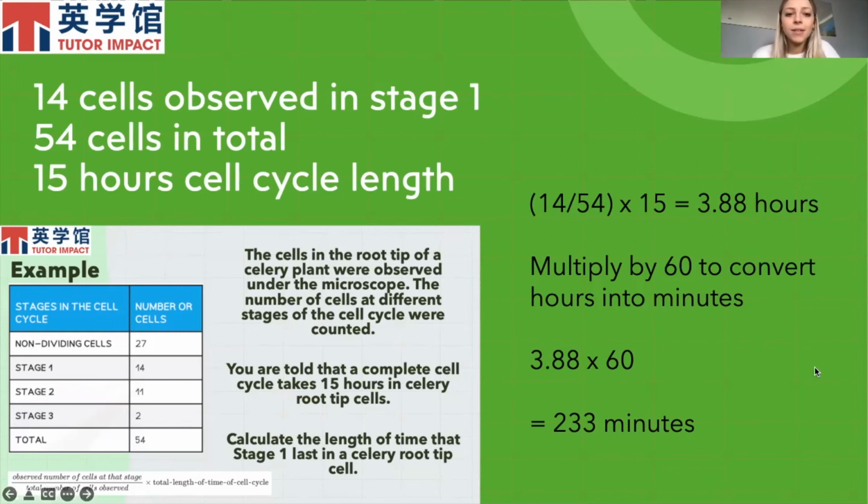And to get that into minutes, which your question might ask for, you simply times this by 60 and you will get 233.4. So you actually get the same answer even if you did the rounding incorrectly like I did in this example, but you should get 233 minutes. And that is the length of time that cells in this celery root tip are in stage 1. So the answer is 233.4 minutes, or just 233 if you round it down, which you probably would do.